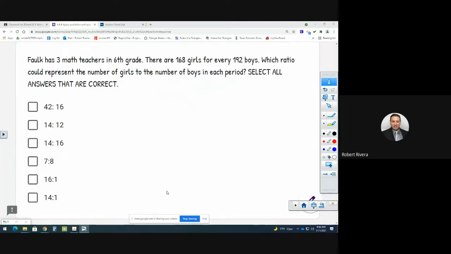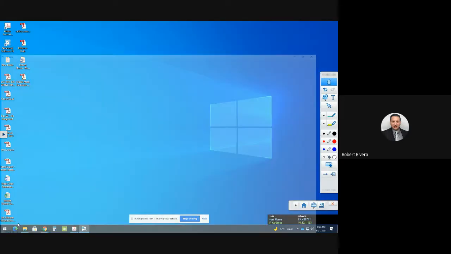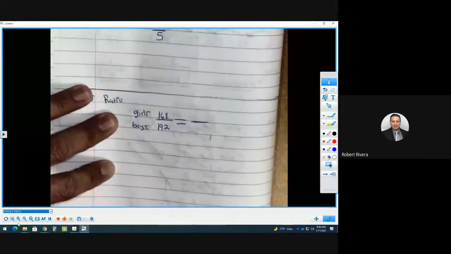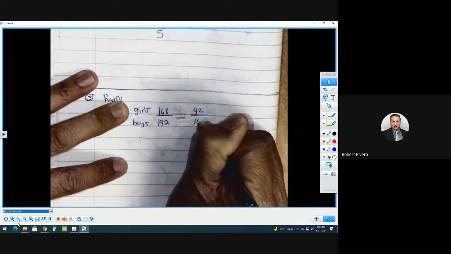By the way, how did I know that girls went first? I forgot to talk about that. The question tells you, girls to boys. And in the question, they mentioned who first? Girls. That's how I know that the first number has to be the girls. Just so you know. So here, the first number has to be the girls because that's who they mentioned first. So guess who goes on top? Girls. So let's put the top 42 and the bottom what? 16.